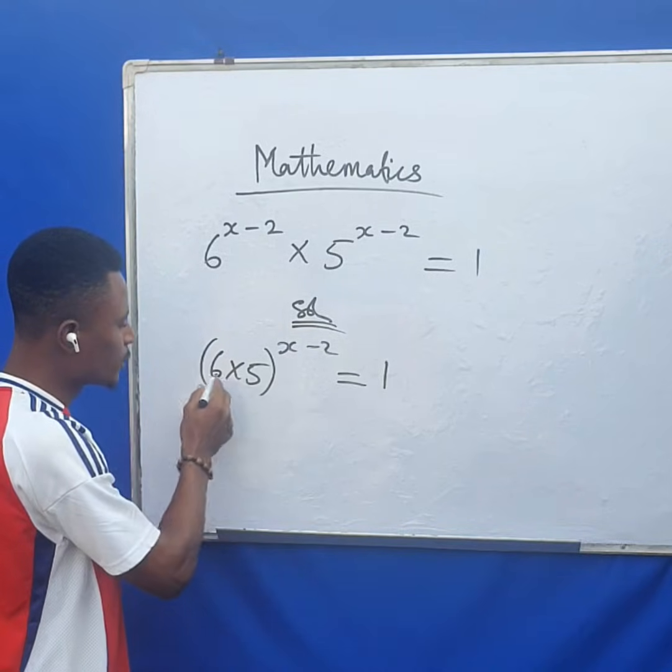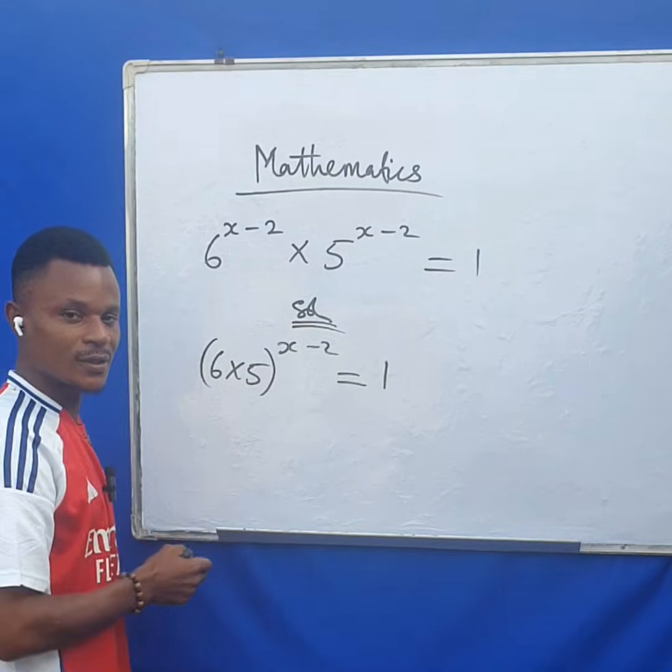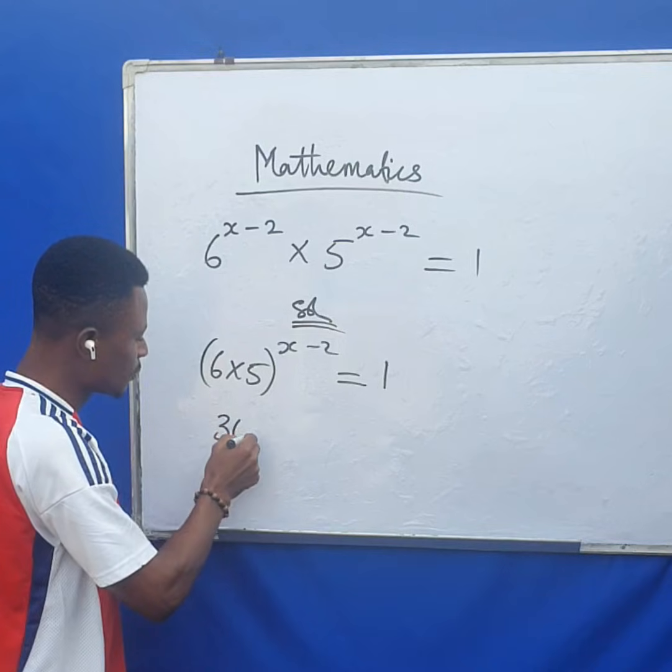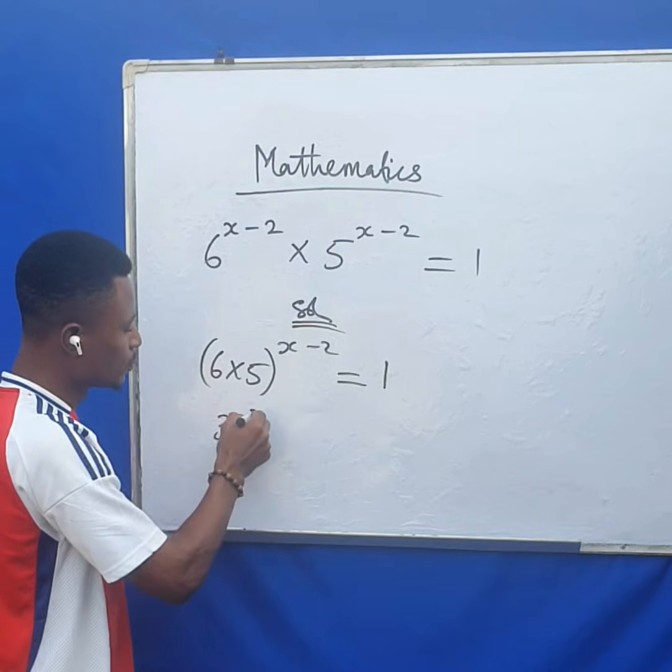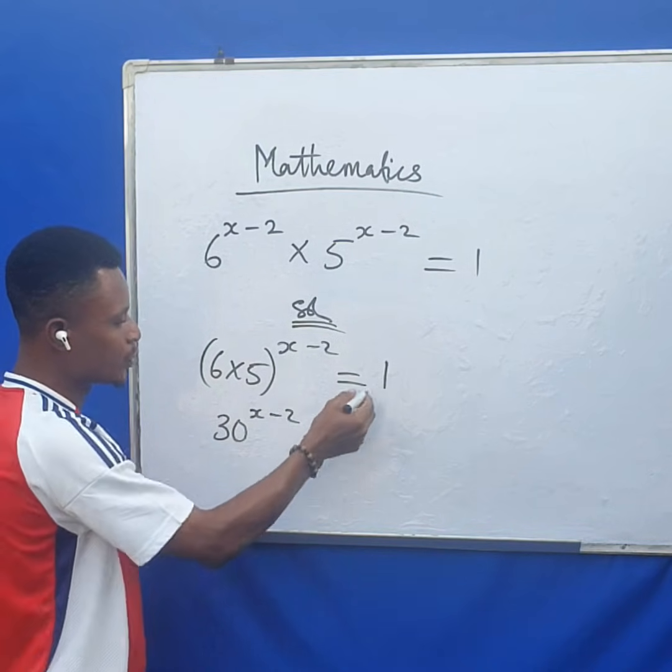Now let us multiply what is inside the bracket. 6 times 5 will give us 30. We have 30 here, raised to the power of x minus 2, equal to this one here.